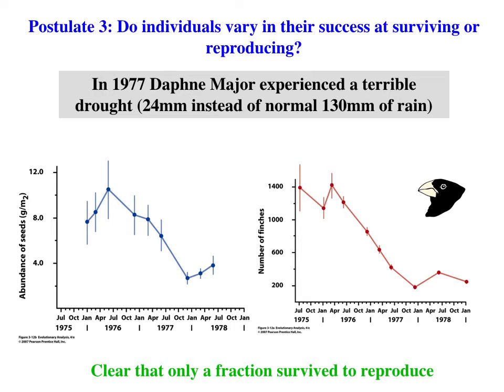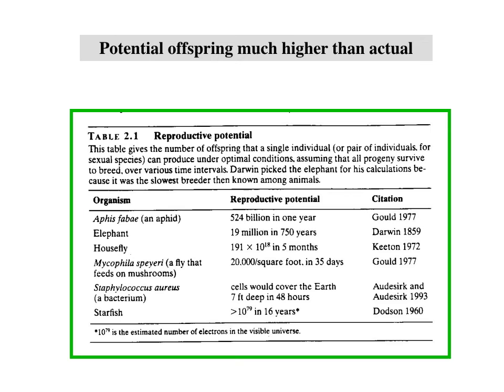Darwin was... This chart, I believe, came from Darwin, where he wanted to look at each organism's reproductive potential and what it actually is. So, for instance, if you start out with a pair of elephants, within 750 years you'd have 19 million elephants, right? Even with their slow generation time. Aphids, you'd have 524 billion in 1 year or something like that. So yes, the potential is much larger than our actualized reproduction, right?